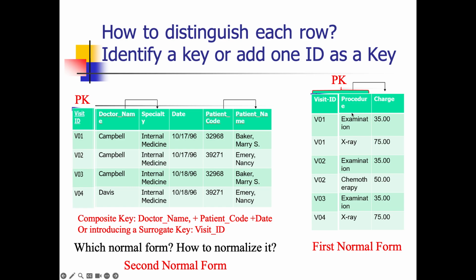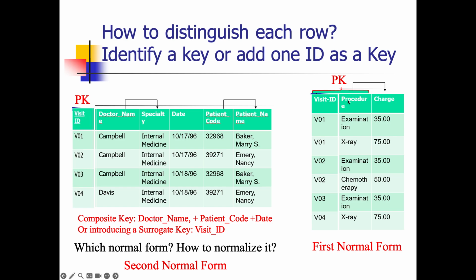What is the partial dependency here? Partial dependency means you have a composite primary key. So here in this table, we have a composite primary key, right? Because visit ID is not unique in the smaller table on the right. Procedure is not unique, right? A combination of visit ID and procedure is unique, because in each visit you may have multiple procedures like X-ray, whatever. So the combination is a composite primary key.